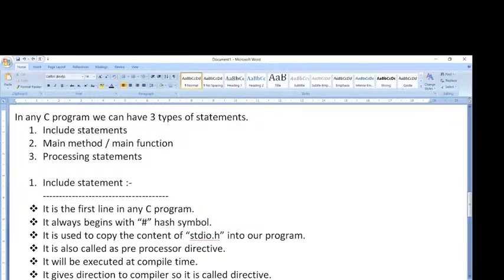The second type of statement is the main method. It will execute at the beginning, so it is called the first executable statement. It is very, very important. It is the core. Main method is compulsory, it is mandatory. You can write main method only one time. It is not possible to duplicate. You need to write the code for main method. So it is a user defined function.